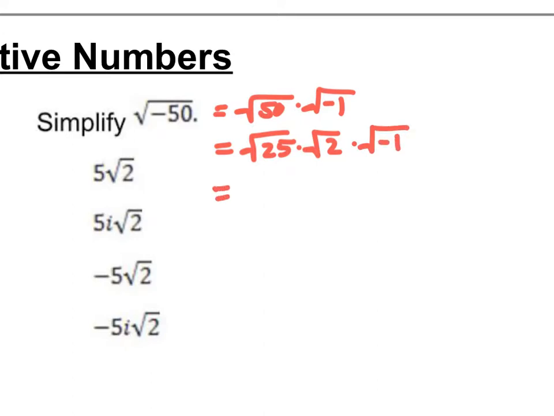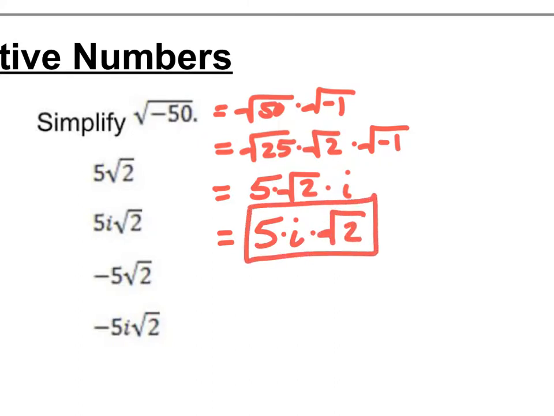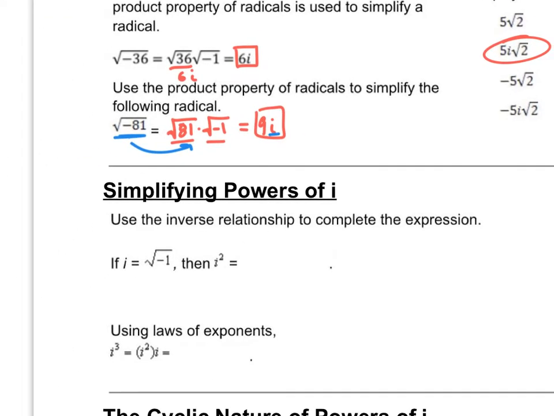Now, I can evaluate the square root of 25, and that's just going to give me 5. The square root of 2 I can't evaluate, so we just leave it as the square root of 2. And then the square root of -1 gives us i. So I've got 5 square root of 2 times i. Because we can reorder when we multiply things, the standard way we want to write it would be 5 times i times the square root of 2, and that would be the number. And that's the answer right here.